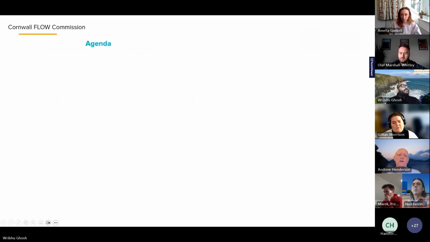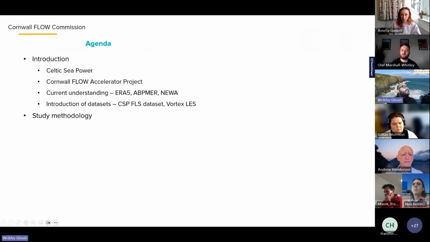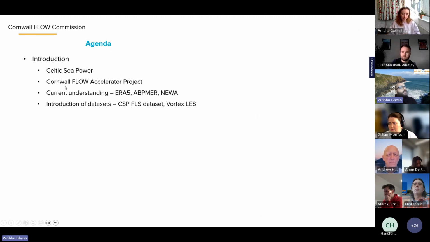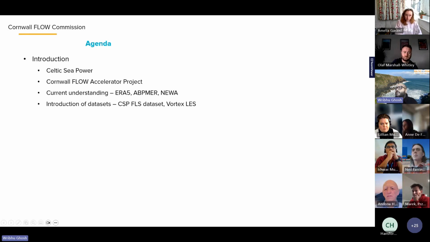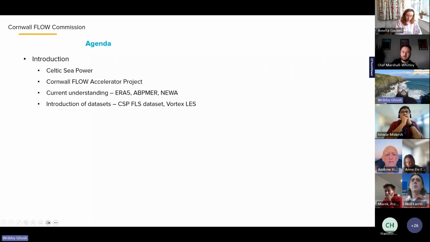Just to take you through, this is pretty much the agenda. I'm going to run through a brief introduction where I'm going to introduce our organization, the projects that we have delivered so far. Just to give you a brief understanding of why we went for the project, what was the current level of understanding in terms of wind resource in this area, and then I'm going to introduce the data set.